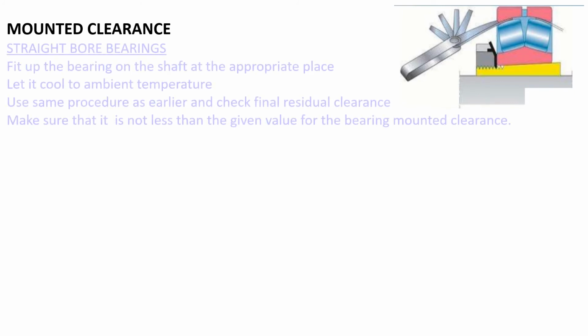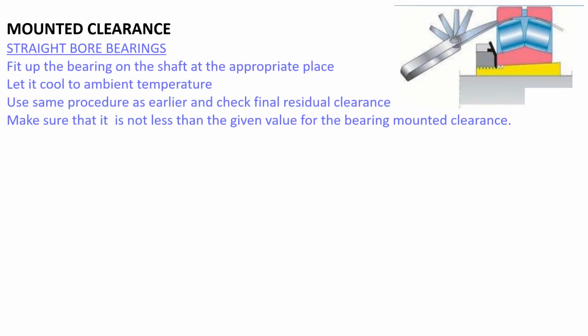Mounted clearance. Let us see how to check the bearing clearance after mounting. We will take up the same type of bearing, but straight bore type first. Fit the bearing on the shaft at the appropriate position. Let it cool to ambient temperature. Use the same procedure as earlier and check the final residual clearance. Make sure that it is not less than the given value for the bearing mounted clearance.